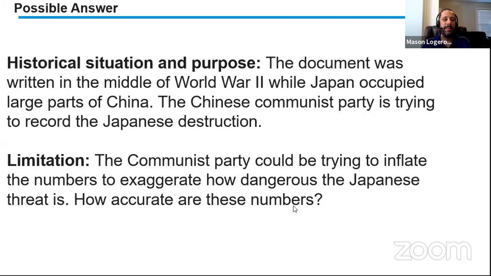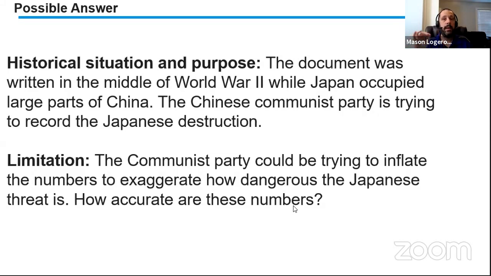Now, if we think about limitations, is it possible that these numbers are exaggerated? Yes, that is definitely a possibility. I mean, you also got to consider maybe they were exaggerated on purpose, or during wartime, things are always extremely chaotic. It's really hard to get exact numbers of casualties and animals destroyed and things like that. So I can't tell you for sure if these numbers are accurate. We would need another source to help confirm that.